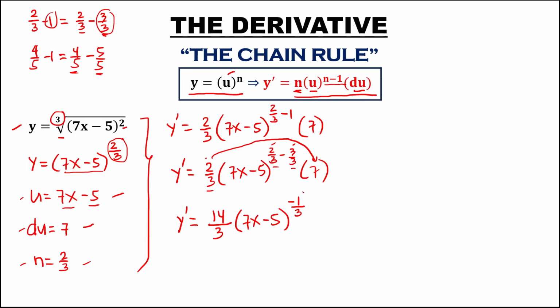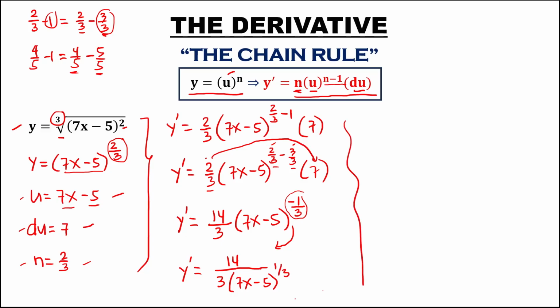Then observe, the exponent is negative. So we can bring down, and this becomes y prime equals 14 over 3, then times (7x minus 5), and this negative exponent becomes a positive exponent.